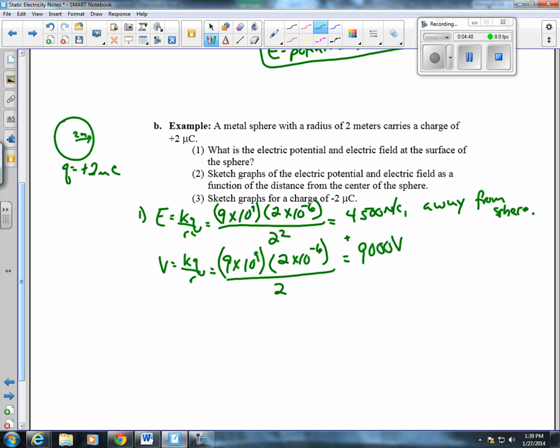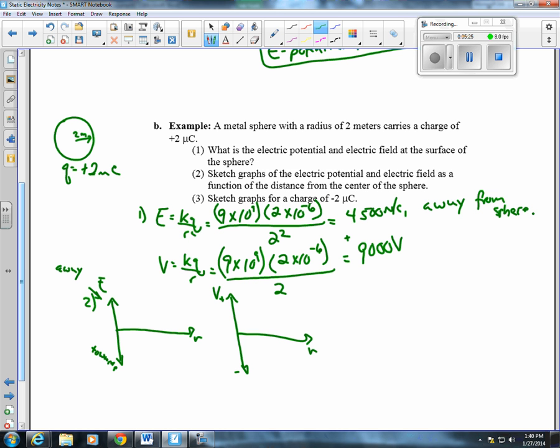Now, step 2, it wants us to sketch graphs of electric potential and electric field as a function of distance. So we're going to have E on this one and r, and then we'll also do one for voltage and r. On the voltage axis, positive is up here and negative is down here. For the field graph, the y-axis is going to have to do with direction. This side down here would be towards the sphere, and this side up here would be away from the sphere.